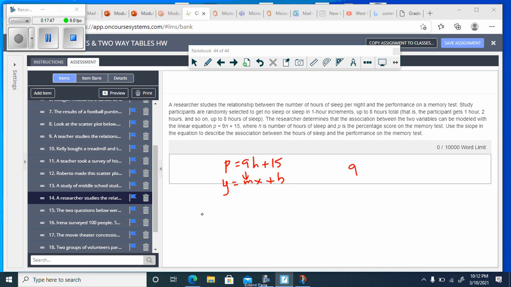This is essentially your y, so we need to know change in y over change in x. What are our units? Our y is our P. Our P is the percent score on the memory test. So this is percent score, okay? And your H is the number of hours, okay? So this means you go up 9% on your score for each additional hour that you sleep.